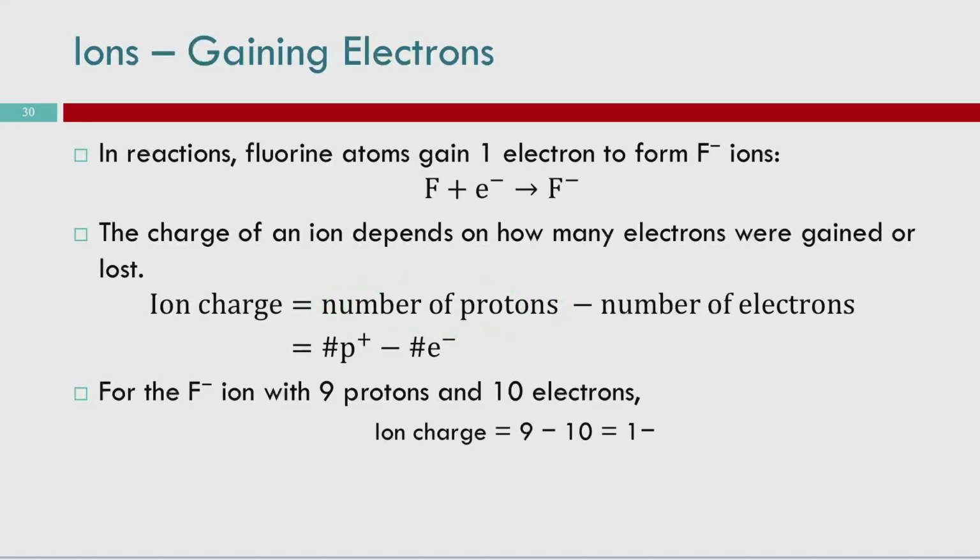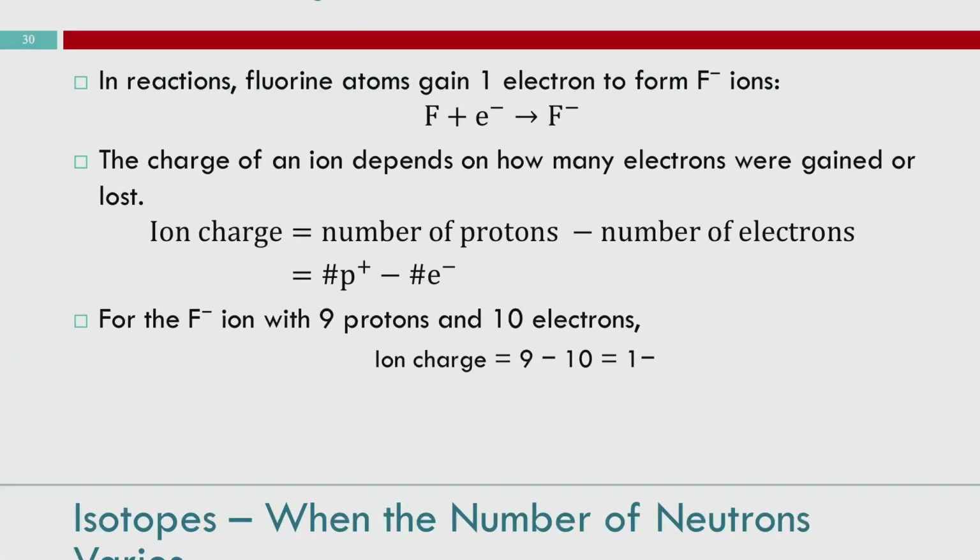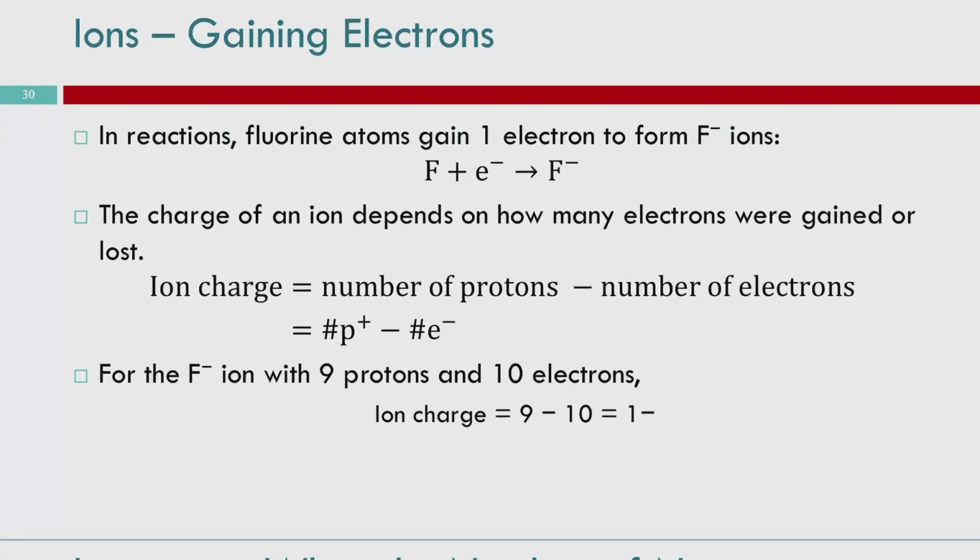So again, the number of protons for fluorine, we find fluorine. There it is. It's got a number 9, so it has 9 protons. And we just saw that it gained 1 electron, so we've got 10 electrons. 9 minus 10, protons minus electrons, gives us an overall 1 negative charge. So F minus. So that's what happens if we change the number of electrons.